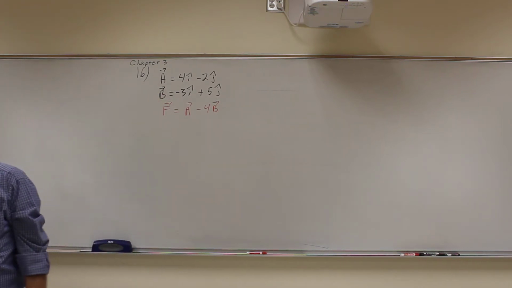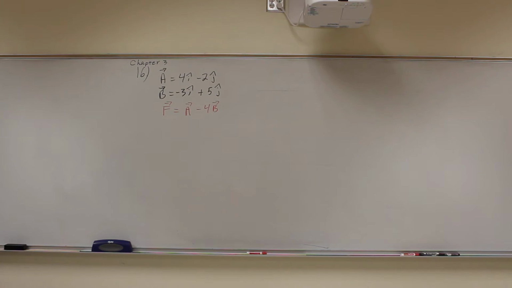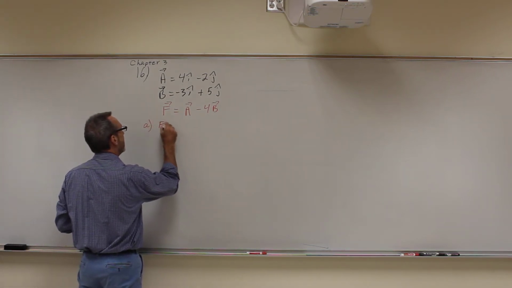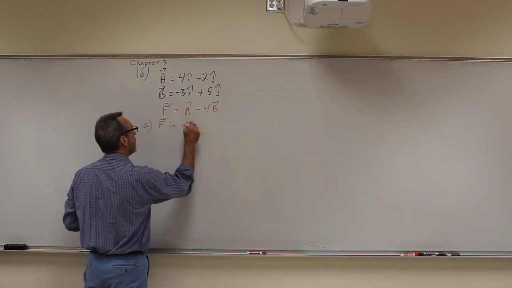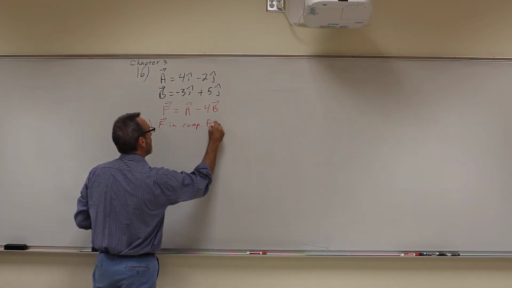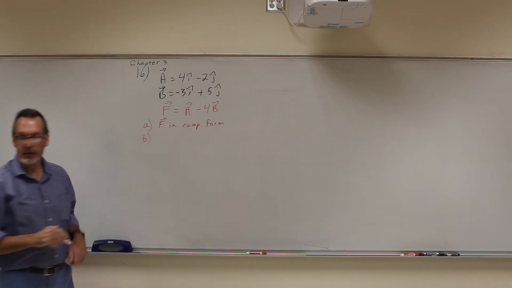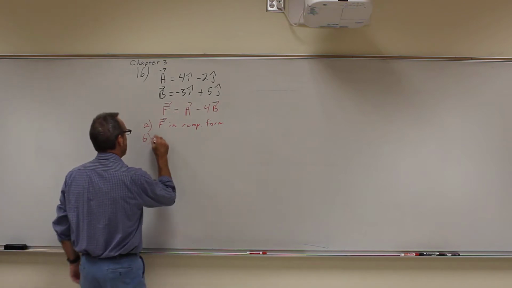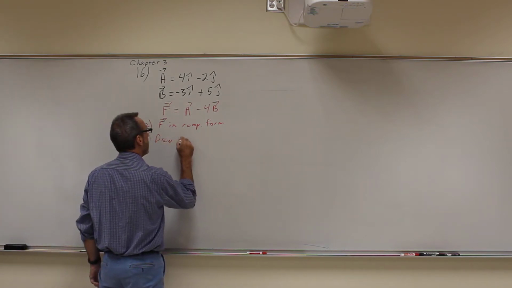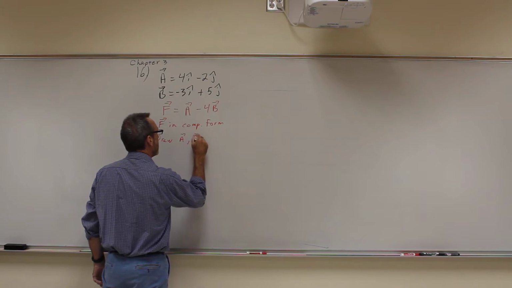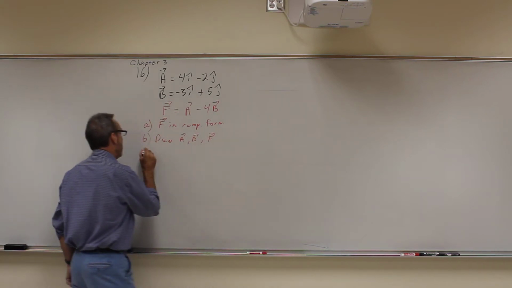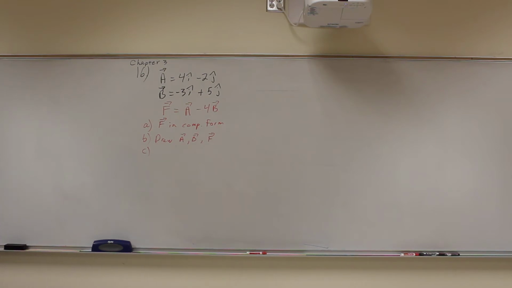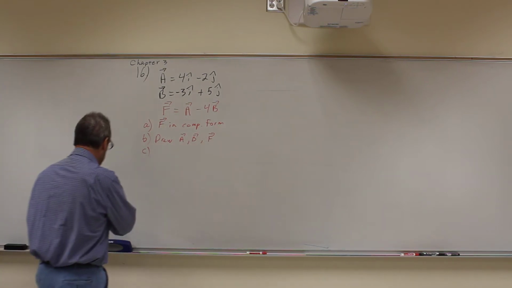And they ask us, there's actually three different parts to this problem. They want vector F in component form. So part A is F in component form. Part B, they want us to draw the vectors A, B, and F. And for part C, they want to know the magnitude and direction of vector F.